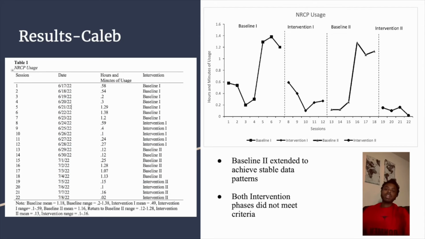Hello, I'm going to be discussing my graph that correlates with my data, showing my results of the cell phone replication study.